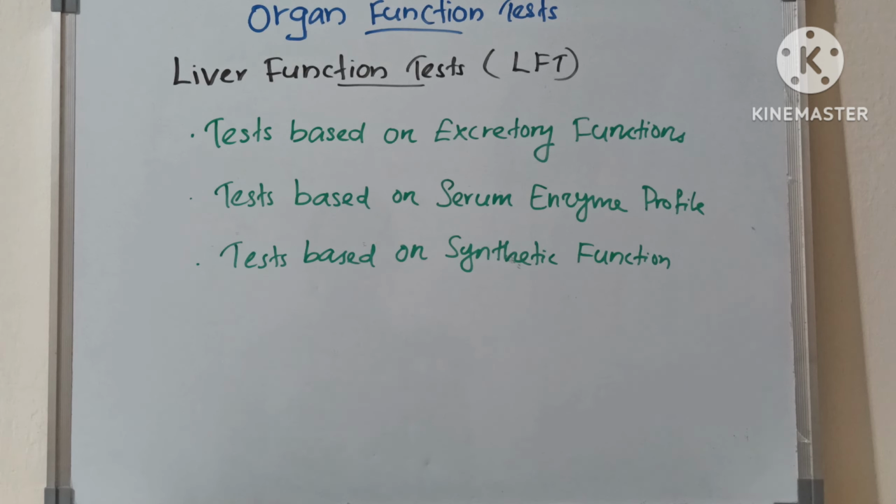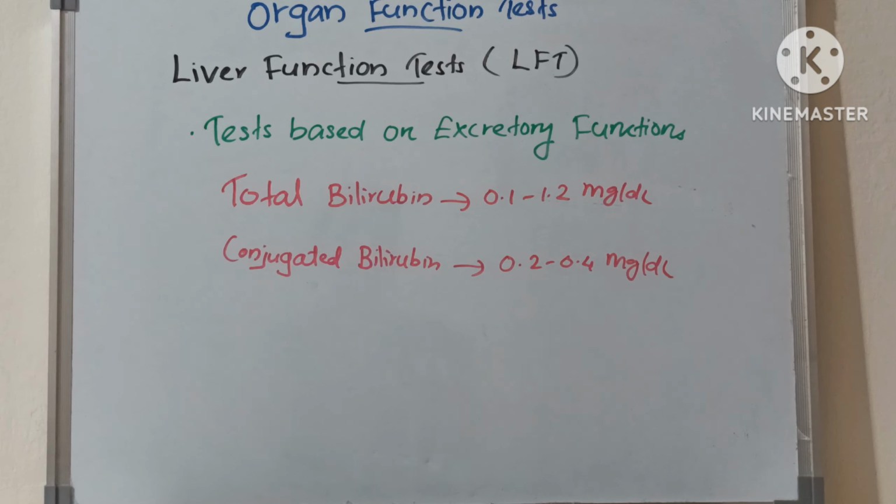Coming to the classification of liver function tests, first classification is tests based on excretory functions of liver. Second classification, tests based on serum enzyme profile, and third classification is tests based on synthetic function. First we will see tests based on excretory functions. Based on excretory functions, two tests are there, total bilirubin and conjugated bilirubin.